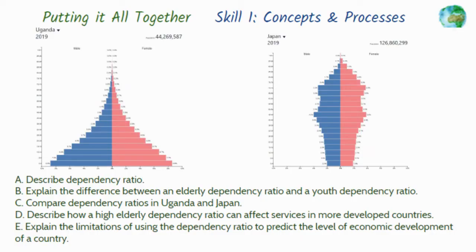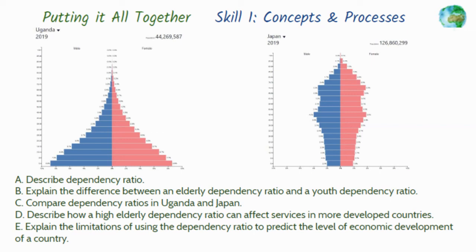Now, if we were going to put it all together for skill one, I'm going to tell you right now that you're not going to have a skill one FRQ. Both of those FRQs are going to assess multiple skills and multiple units, but this is a good example of just a skill one concept. So you can see that it's 1, 2, 3, 4, 5, so maybe a 15-minute FRQ.